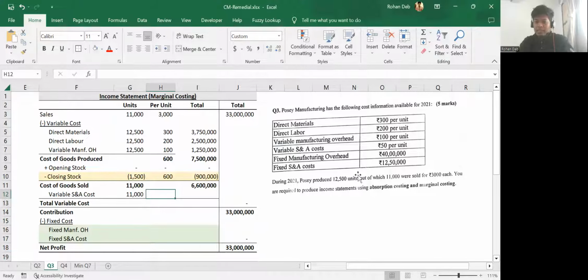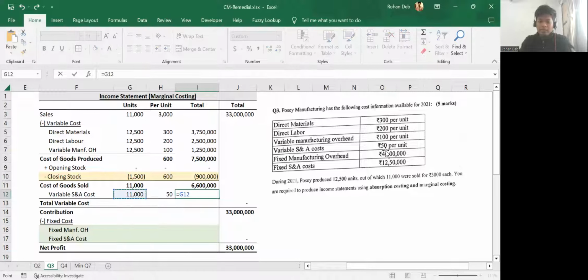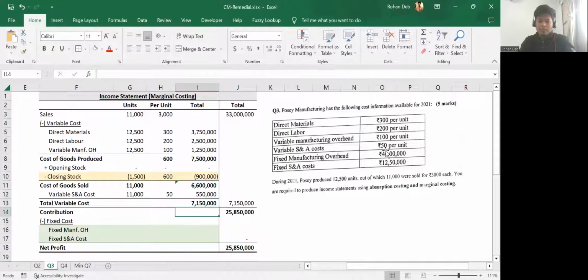What is this variable SNA? This is 50 rupees. So again, this is this multiplied by 50, right? This is equal to this plus this. Okay, so this is my total variable cost that I've incurred. Now, when you subtract this from the sales, 33 million minus 7.15 million gives you 25.85 million, which is your contribution.